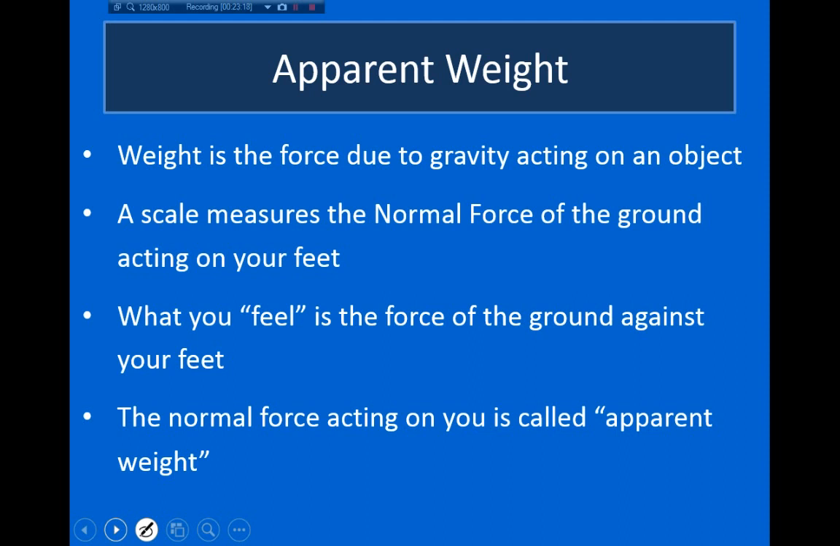So I think I'm going to end this video there, and in the next video I'm going to talk about another application of non-inertial reference frames, which is apparent weight. And that's the weight that you feel like you weigh if you're in a non-inertial reference frame.